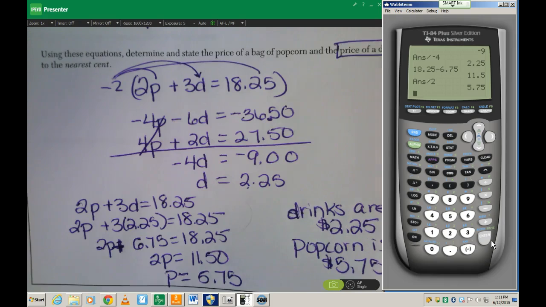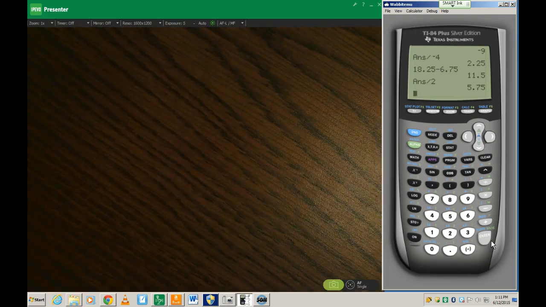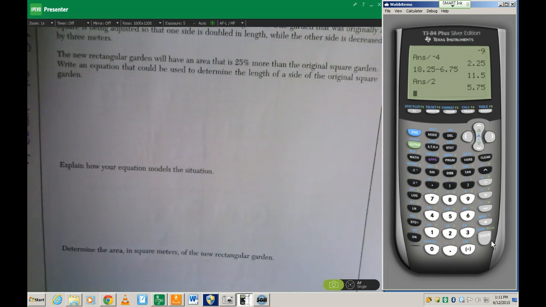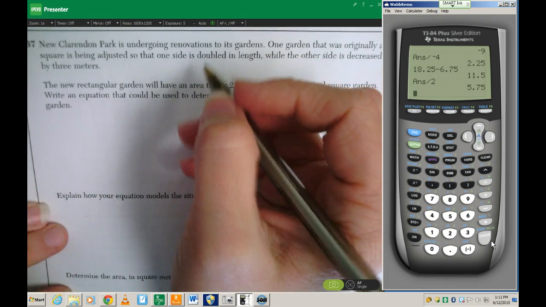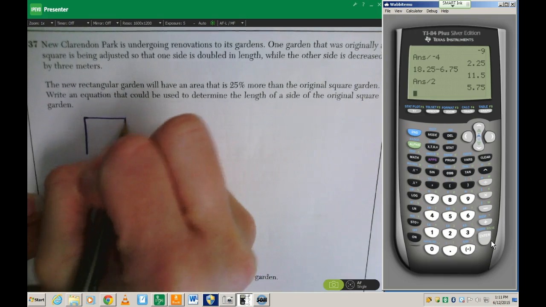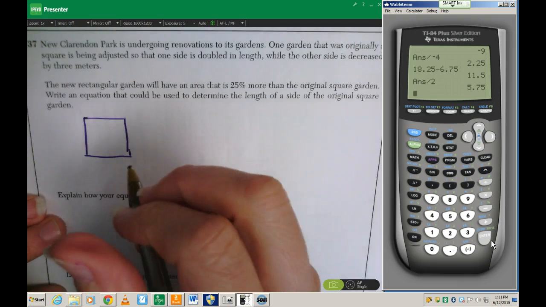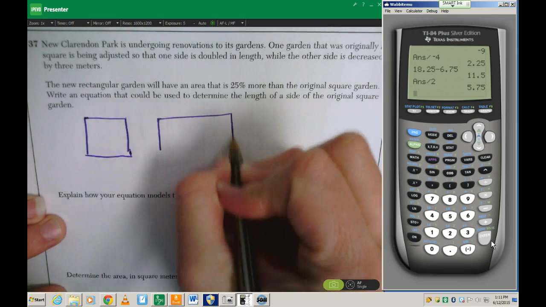Okay. Next question, last one. New Clarendon Park is undergoing renovations to its garden. This is a 6-pointer. One garden that was originally a square. I heard a shape, so I'm going to draw it. This is math modeling. It is being adjusted so that one side is double the length while the other side is decreased by 3 meters. The new rectangular garden, there we go.